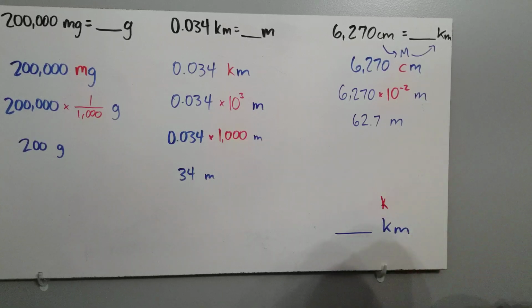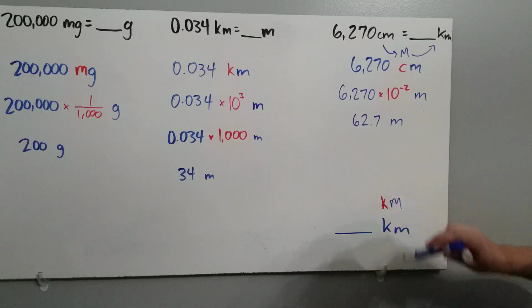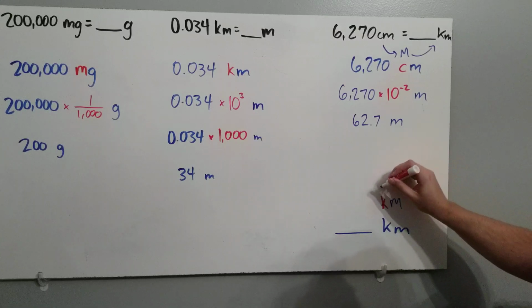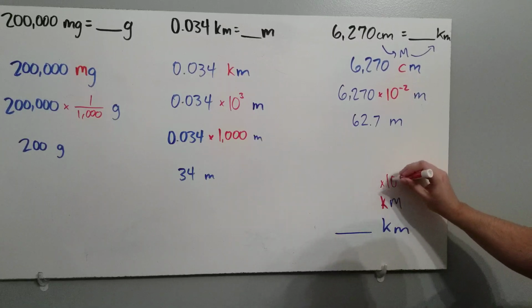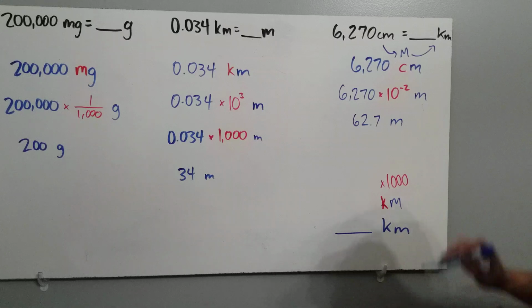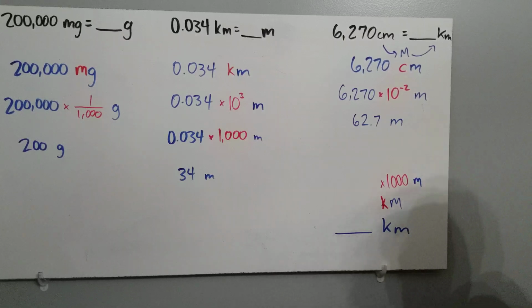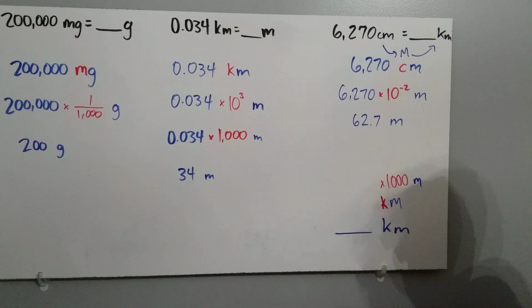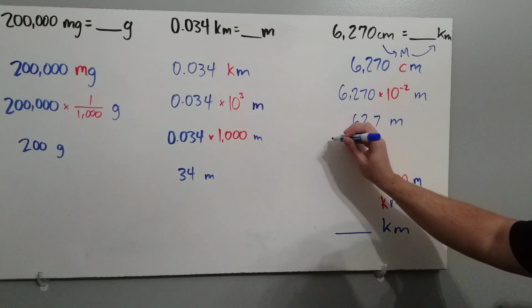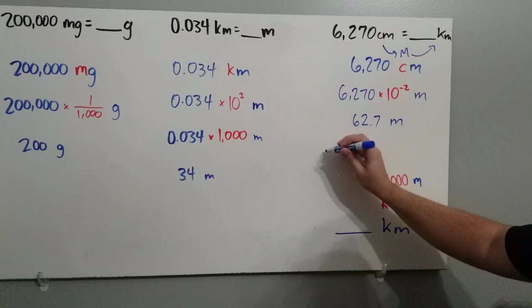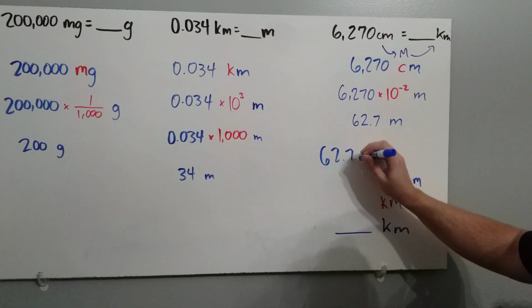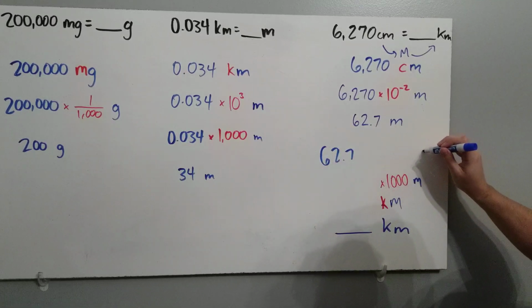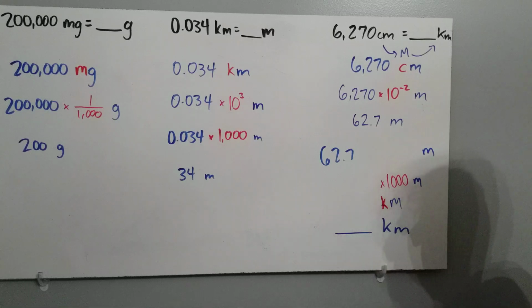So kilometers, I'm going to highlight the K again for the kilometers. I know that K represents times 1,000. I'm looking at my chart again. K is times 1,000 meters. So I would like to take this measurement of 62.7 meters. I'm going to write it like this. It's going to seem a little weird, but I'm going to spread it out a little bit like this. 62.7, I'm going to write meters over here.